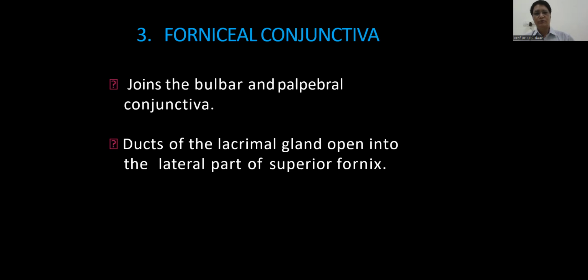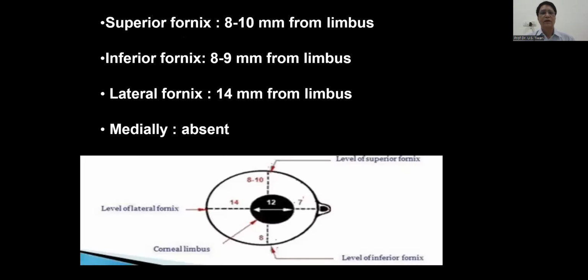So, this has some importance. The superior fornix is 8 to 10 millimeters from the limbus, inferior 8 to 9, lateral 14 millimeters from the limbus. However, the medial fornix is absent. There is no medial fornix.